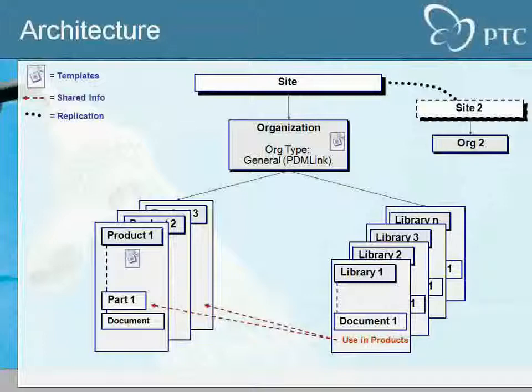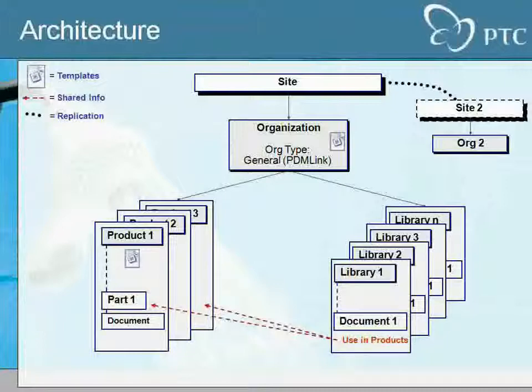So with that, I can talk a little bit about the architecture. Windchill or PDMLink has, for a given site, you've got yours installed. You can have one or more organizations associated to that, and then each organization has different products and libraries. These are kind of like containers. You can think of them as a folder for everything to do with that product or in a library. And if you notice, there's a reference to templates on there.